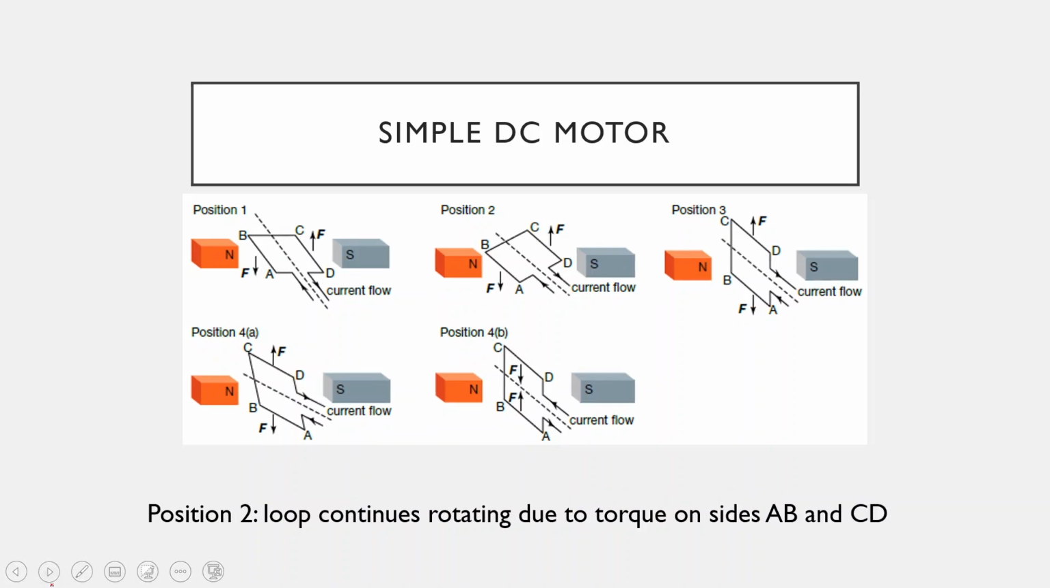Position 2. Again, using your slap rule, you can still see that the force on AB is down and the force on CD is up. Don't worry too much that the coil is going outside the region of the magnetic field. This is just a simplified diagram of what's going on. But your coil will still begin to rotate. It's still rotating in an anti-clockwise direction.